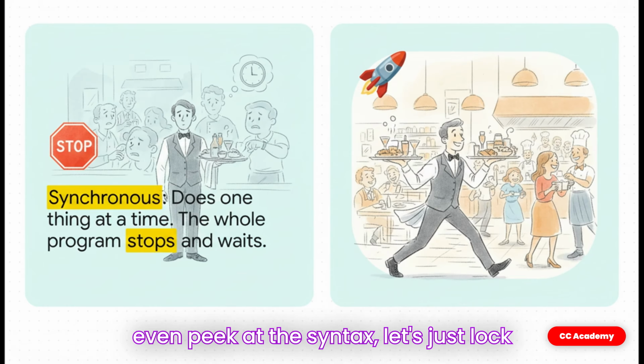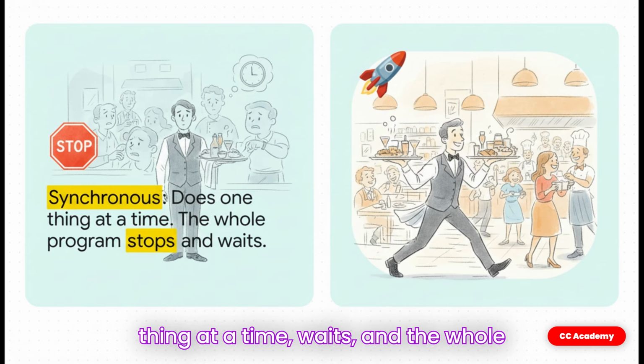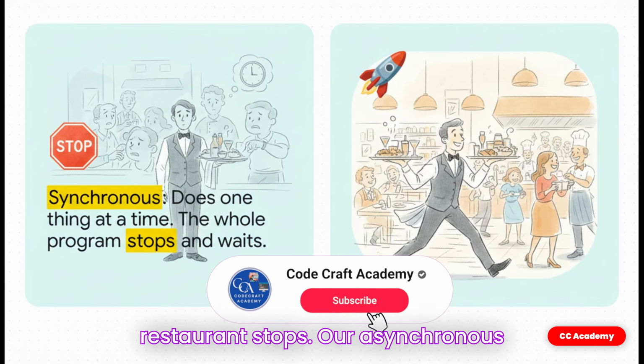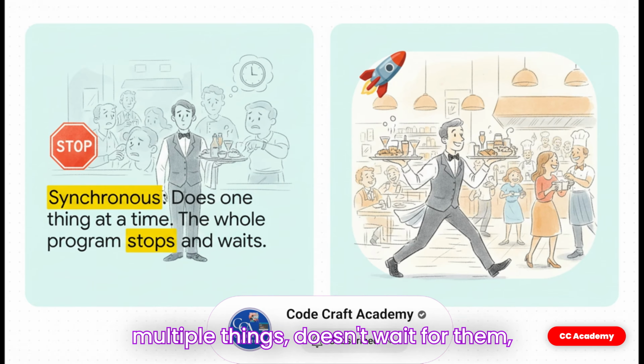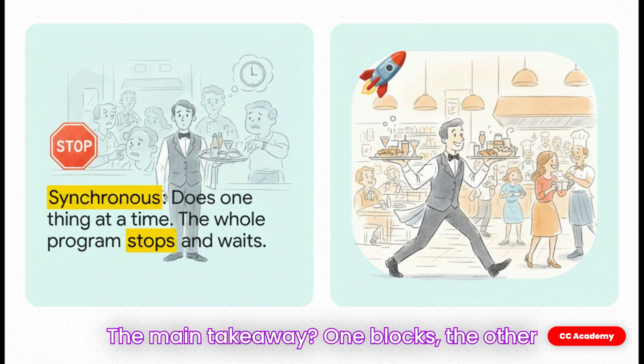So before we even peek at the syntax, let's just lock this in. Our synchronous waiter does one thing at a time, waits, and the whole restaurant stops. Our asynchronous waiter, on the other hand, starts multiple things, doesn't wait for them, and the restaurant keeps humming along. The main takeaway? One blocks, the other doesn't.